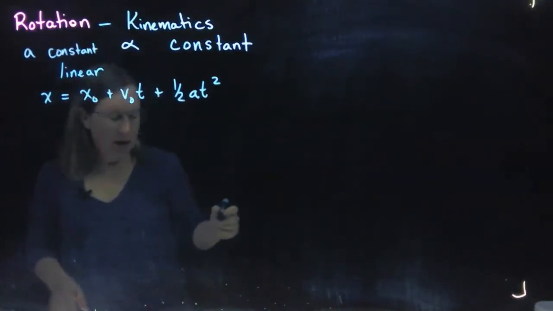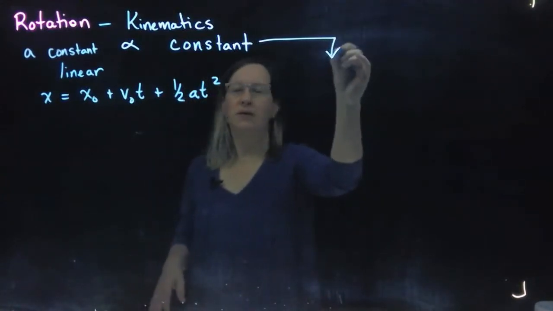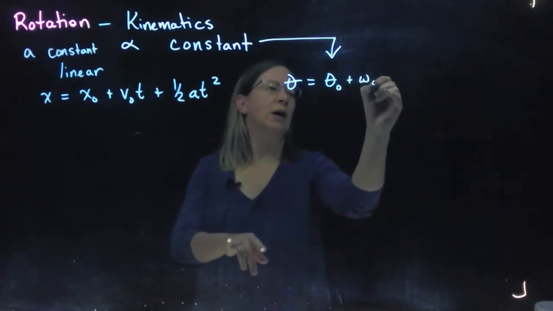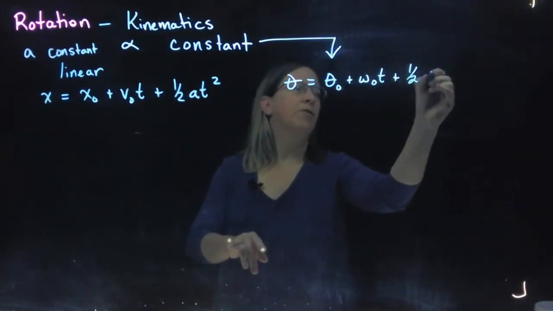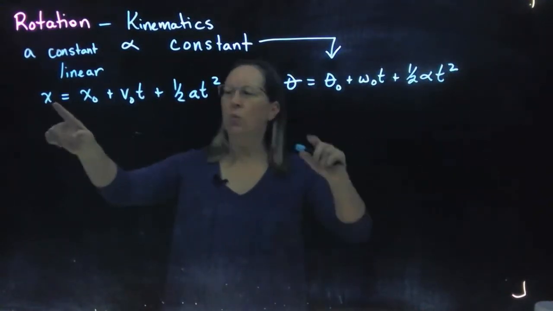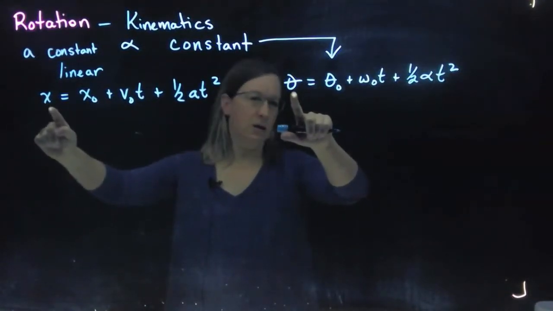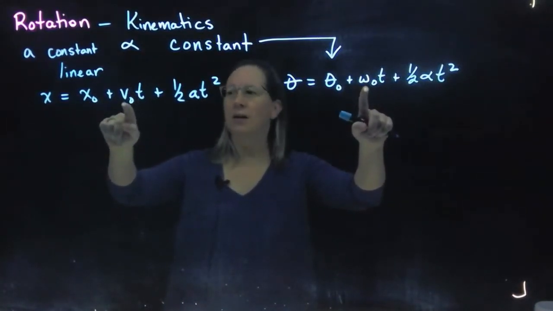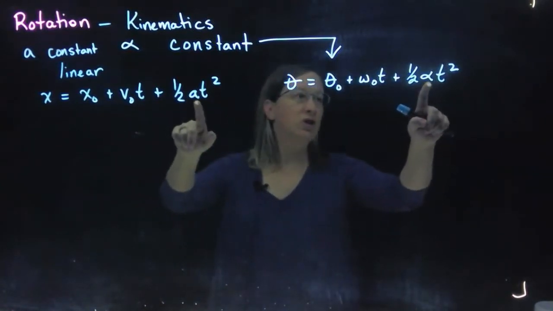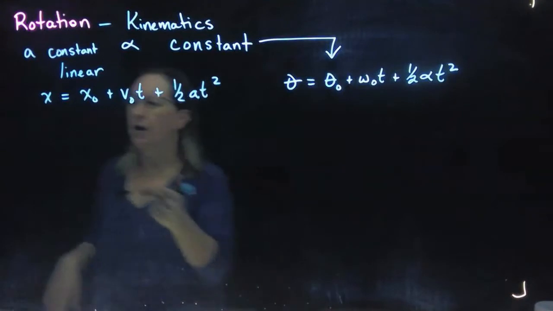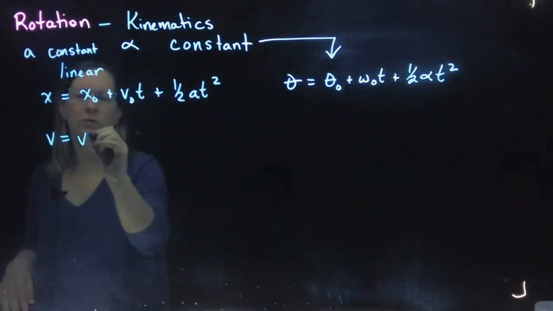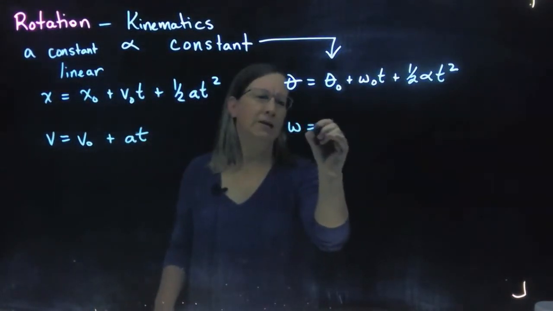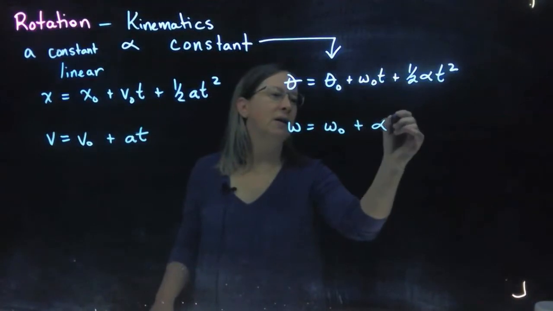Over here, when alpha is constant, that gives us the same set of equations. Theta is equal to theta naught plus omega naught t plus 1/2 alpha t squared. It's really a one-to-one. We have angular displacement and linear displacement. We have angular initial speed right here and linear initial speed, and then the acceleration, which is constant. And then we have, of course, v is equal to v naught plus a t, and over here we have omega is equal to omega naught plus alpha t.